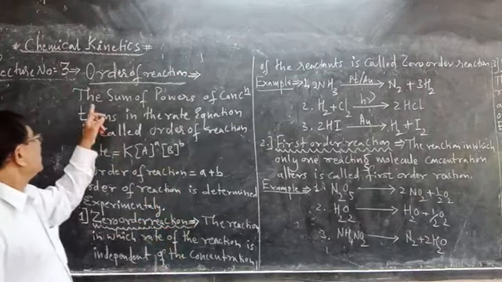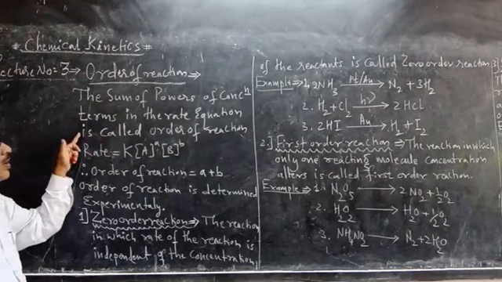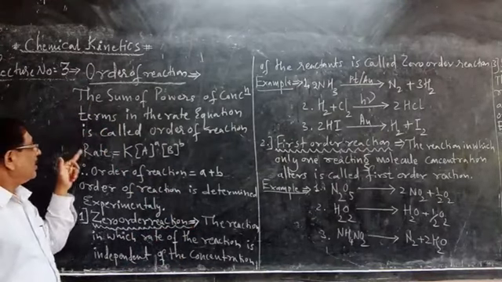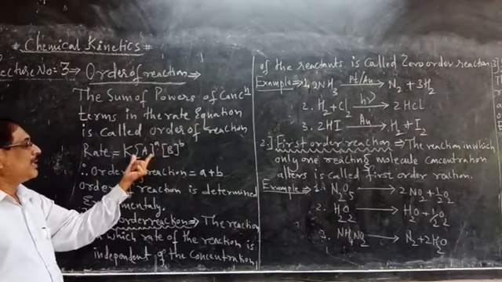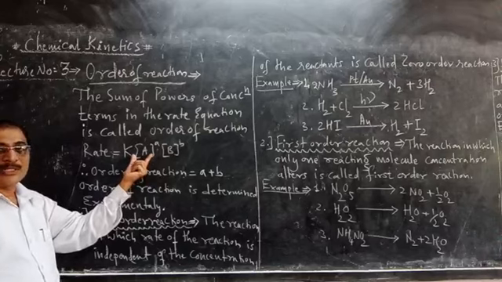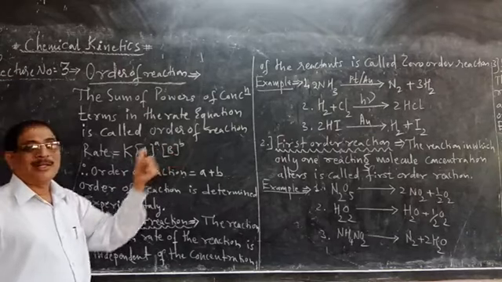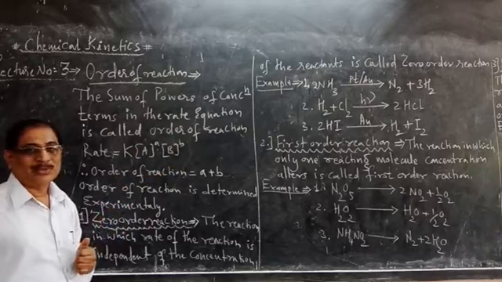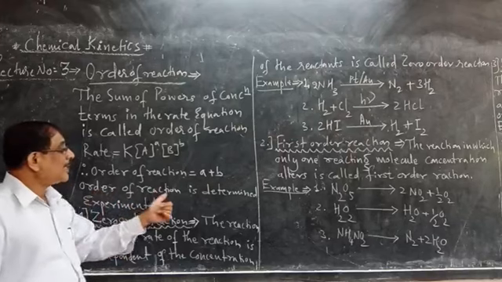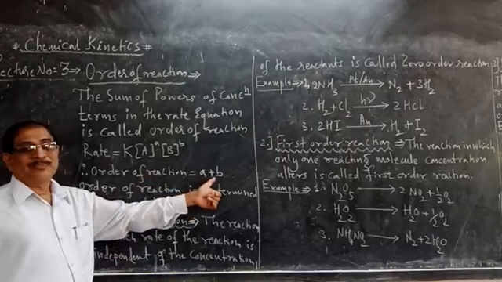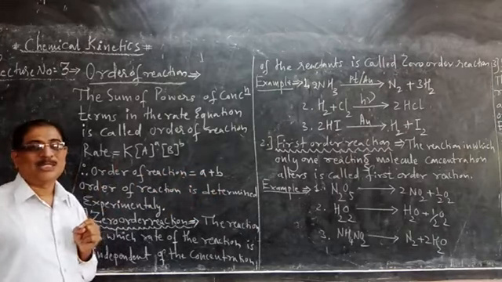Okay. So the sum of powers of concentration terms in the rate equation is called order of reaction. Rate is equal to k [A]^a [B]^b, where [A] is the molar concentration of reactant A, [B] is the molar concentration of reactant B, and small a and b are the numerical coefficients, that is, the number of moles. If you sum the powers, the order of reaction is a plus b. It is the sum of the numerical coefficients, but the concentration must change.